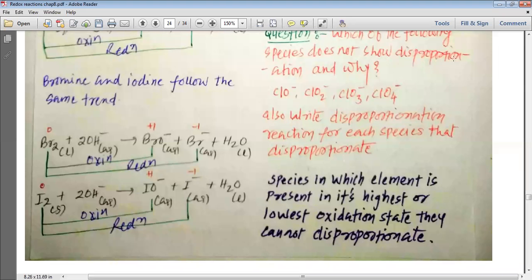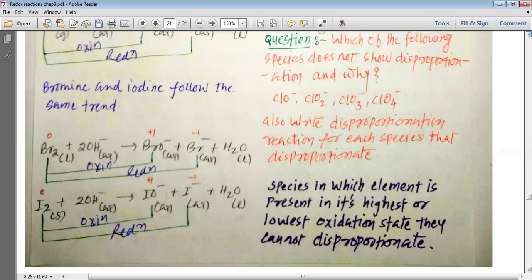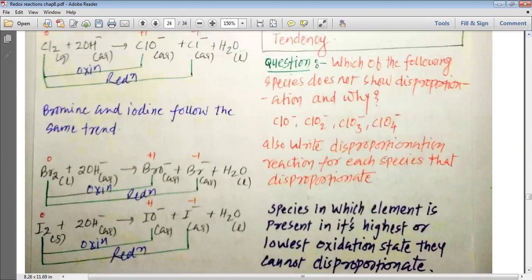In the last period, my dear students, we have studied the various types of redox reactions, and after revision, now let's move to the next question for us. Which of the following species does not show disproportionation reactions and why? What is the reason?